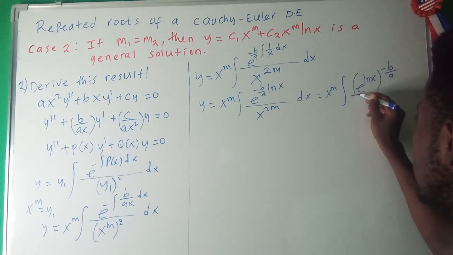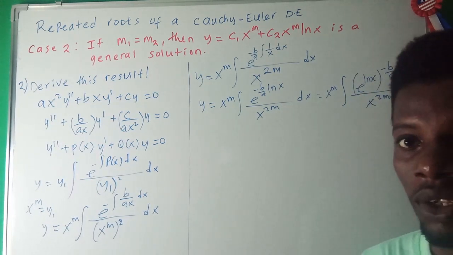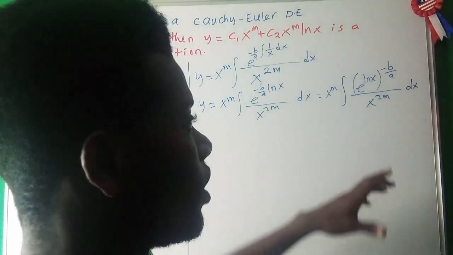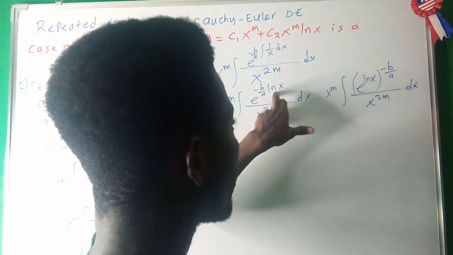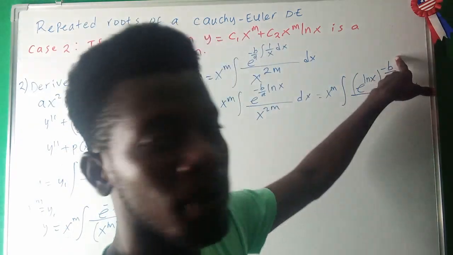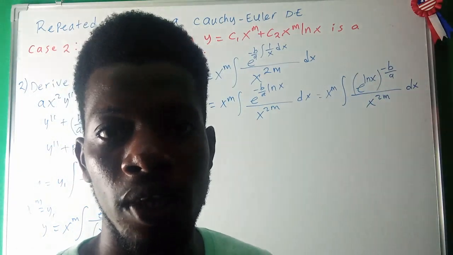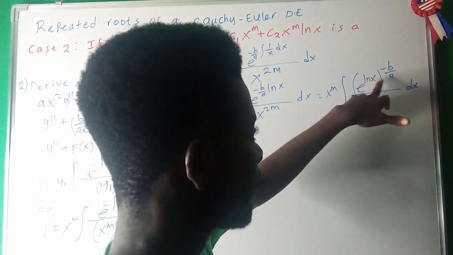And then we're going to divide this entire result by x to the power 2m dx. If you actually see what we did here, because this is a product, we brought this as the power of e, and then we raised everything to this power. According to the power of a power rule, we multiply the two powers in that case. So what we have here is this.